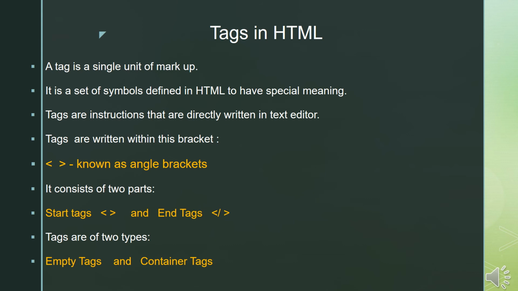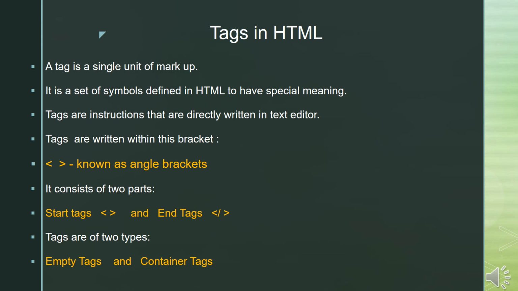A tag is written inside brackets, which are known as angle brackets. Whatever symbol, word or text you define, if you enclose it between those angular brackets, then it is termed a tag. A tag consists of 2 parts: one is the start tag and the other is the end tag.